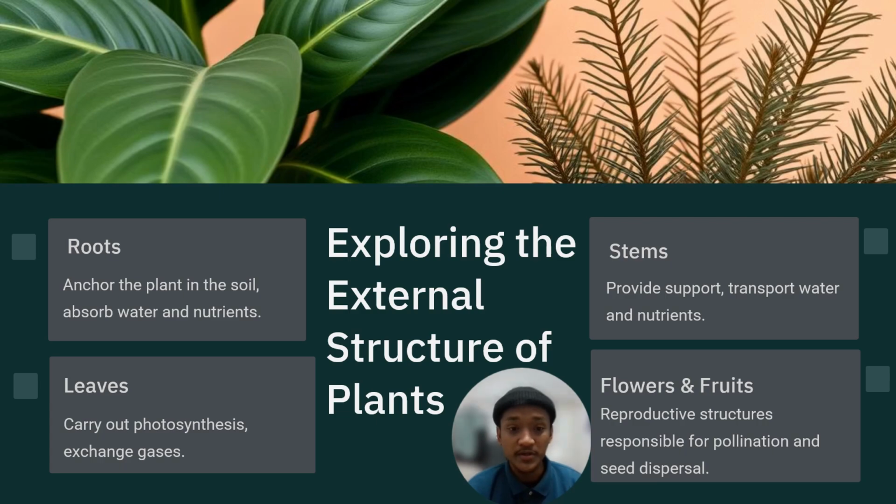Next, exploring the external structure of plants. There are 4 structures. For the first one, roots anchor the plant in the soil and absorb water and nutrients. The second one, leaves carry out photosynthesis and exchange gases. The third one, stem provides support and transports water and nutrients. And last but not least, flowers and fruits. Reproductive structures responsible for pollination and seed dispersal. That's all for the 4 structures of plants.